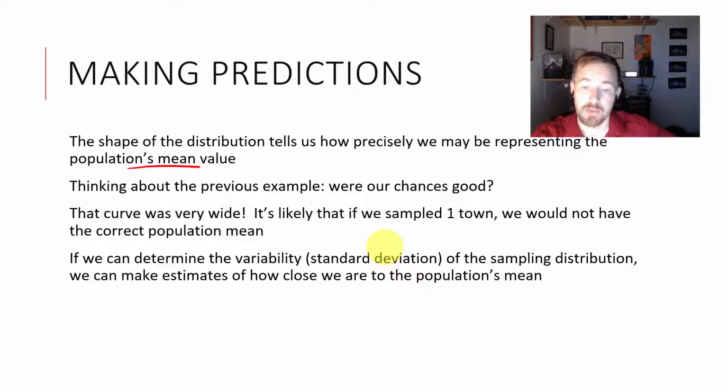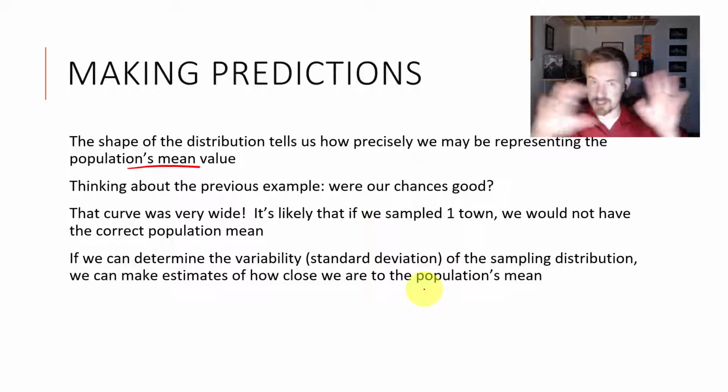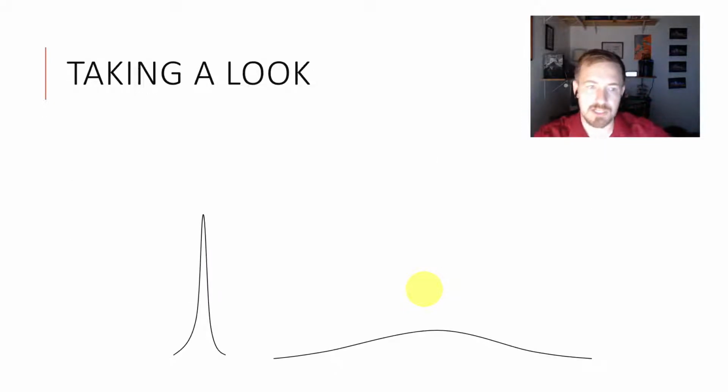In other words, the more we sample, the better. That is a big rule for Chapter 6: the more we sample, the more accurate our estimates are going to be. So if we can determine the variability here, that's going to tell us how close we are to finding that population's mean. So finding the spread of that distribution is important.